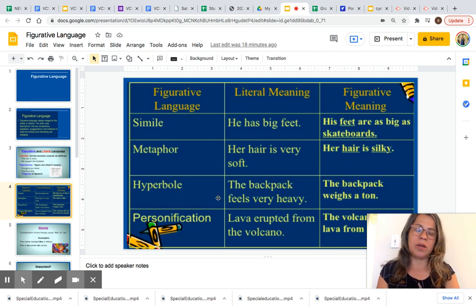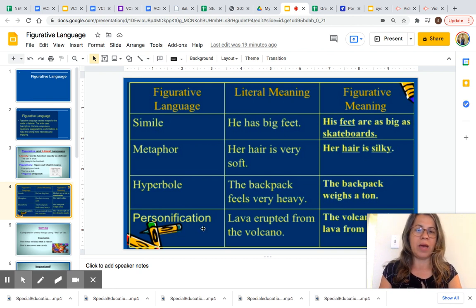Hyperbole. A literal meaning in this example is the backpack feels very heavy. This is actually the literal meaning. The backpack is heavy. Now, a hyperbole: the backpack weighs a ton. This is an exaggeration and is the figurative meaning. It just means that the backpack is very heavy.